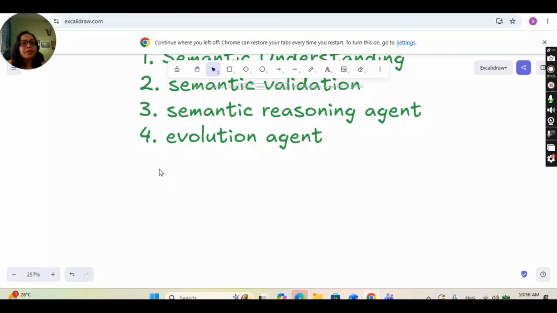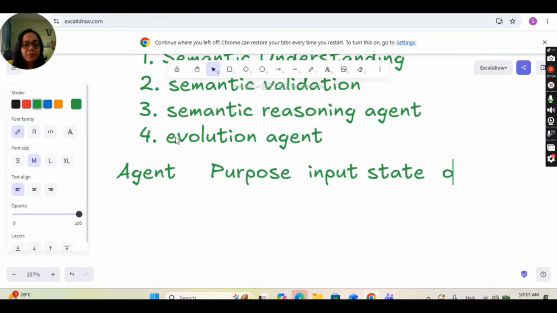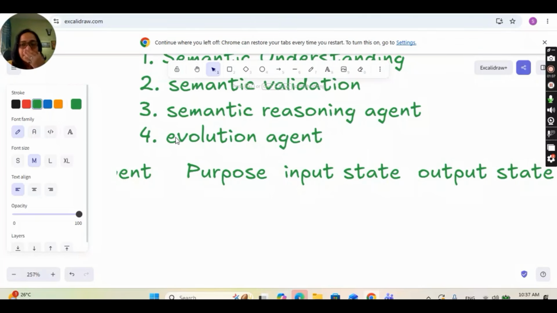Now let's go to the next step to understand the responsibility of all these agents. If you have all these agents, prepare a table. The table should have all this information: the agent, and what is the purpose of this? You understood the purpose of all these 4 agents. And now, what is the input state and what is the output state?